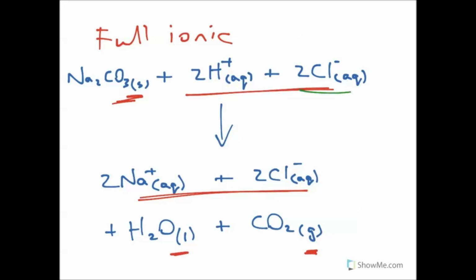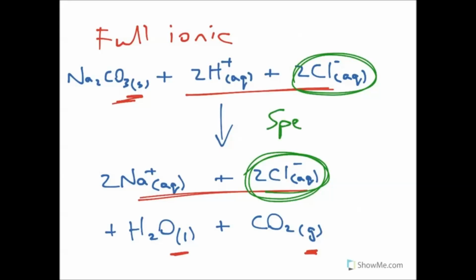However, you'll note at the start, we have 2 chloride ions. At the end, we also have 2 chloride ions. The chloride ions haven't changed in any way. They're just sort of hanging out in the beaker, but not really involved in the reaction itself. In this example, the chloride ions are called spectator ions. Spectator ions are not involved in the reaction process. They can be left out because they didn't really do anything anyway.